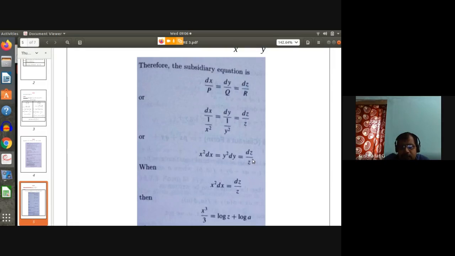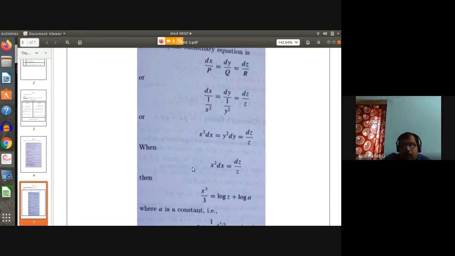So in this case, we can choose the first two or any method. And here what we do is we are taking the first and last. That grouping is done here: x square dx equal to dz by z. We are taking the first and last step to get the first solution. So variable separable: on the left side x alone, on the right side z alone.